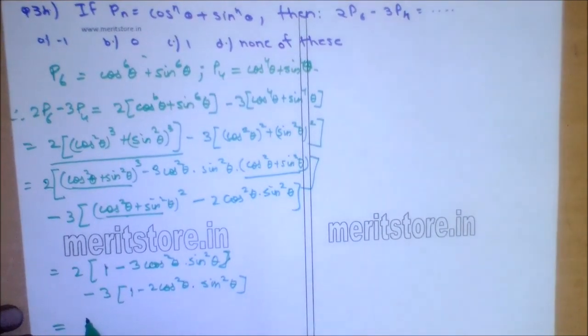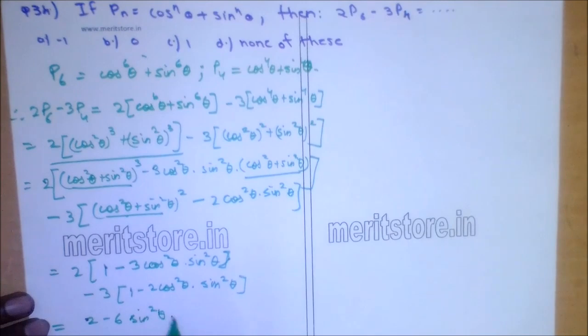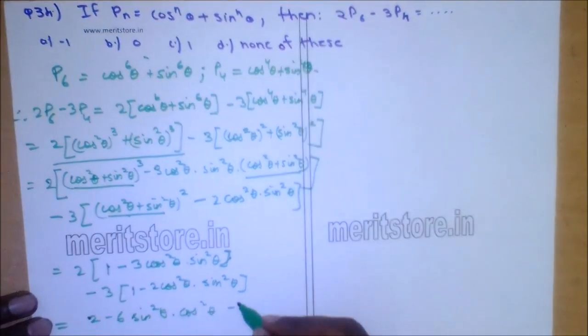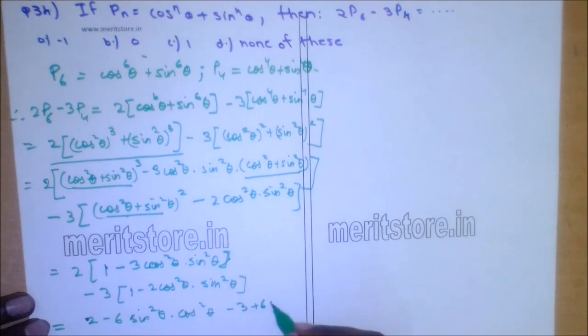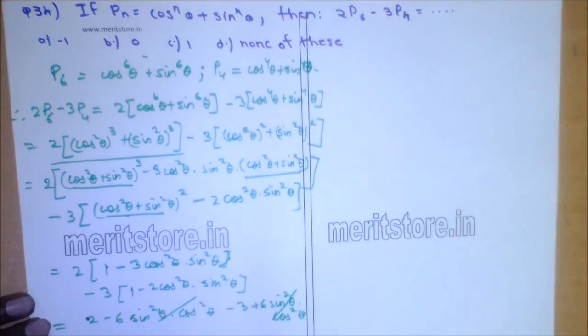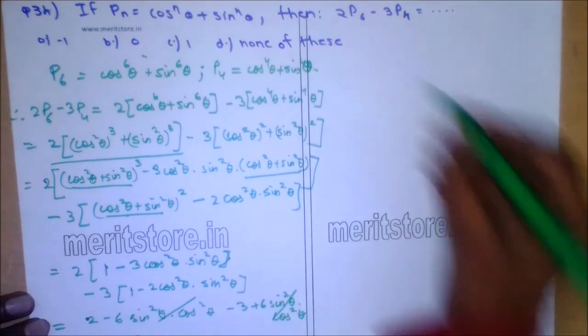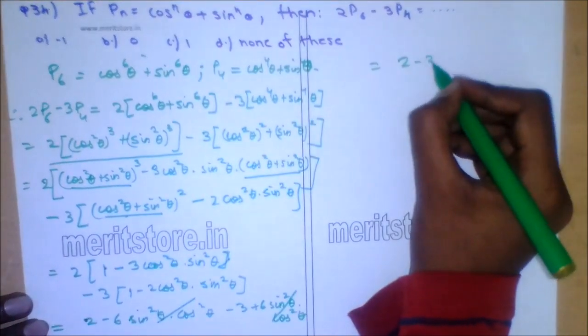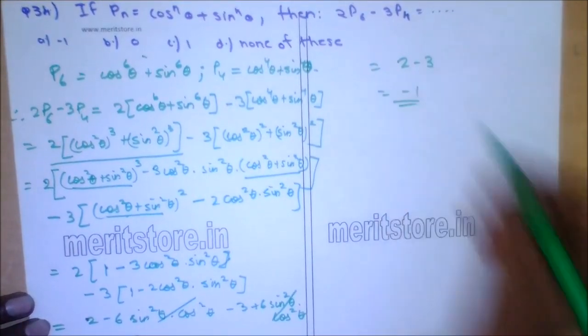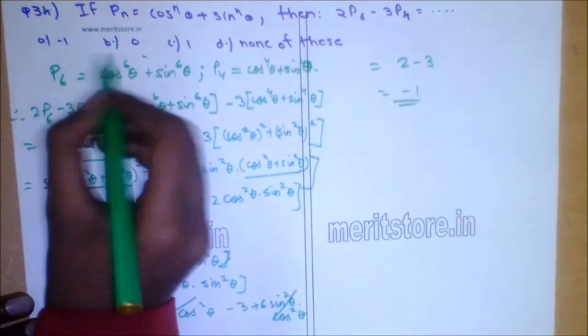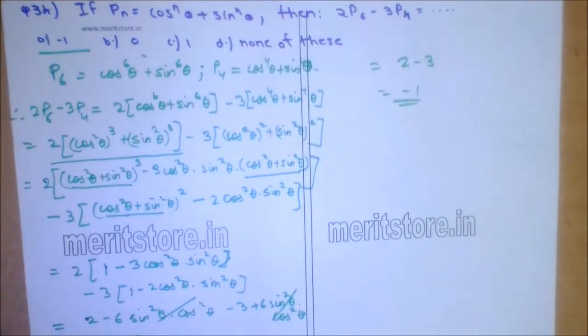Further expanding, we get 2 minus 6 sin square theta into cos square theta minus 3 plus 6 sin square theta into cos square theta. This term gets cancelled. We are left with 2 minus 3, which is minus 1, and the answer is option 1, minus 1.